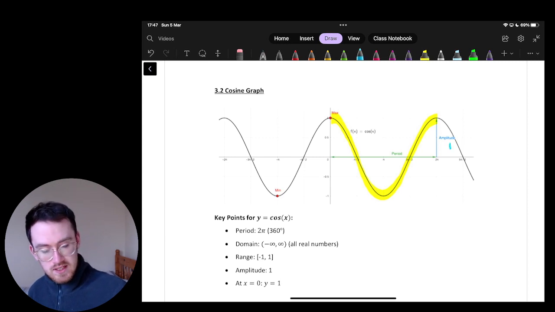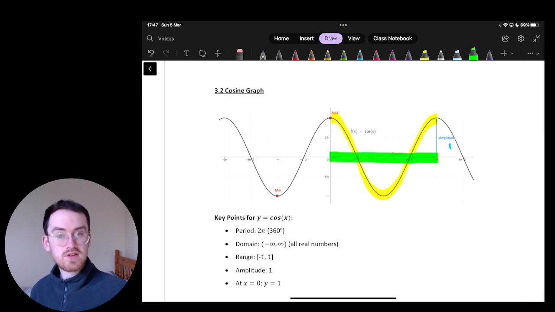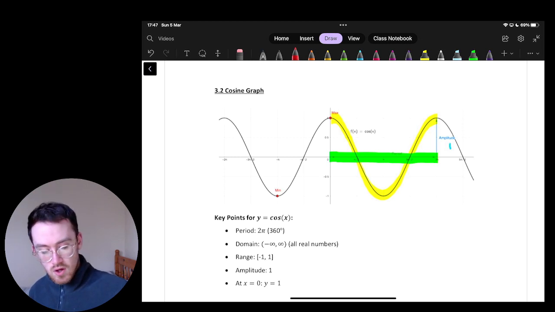The period here again is still just 2 pi. So it takes me until I get to 2 pi for the cycle to be completed. The range is -1 to 1, the domain is the same, and at x equals 0, y is at 1, which is my highest point.